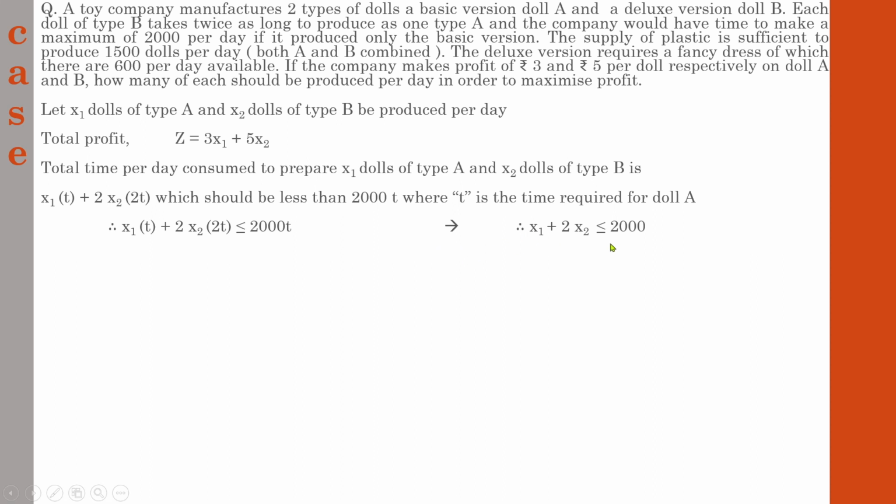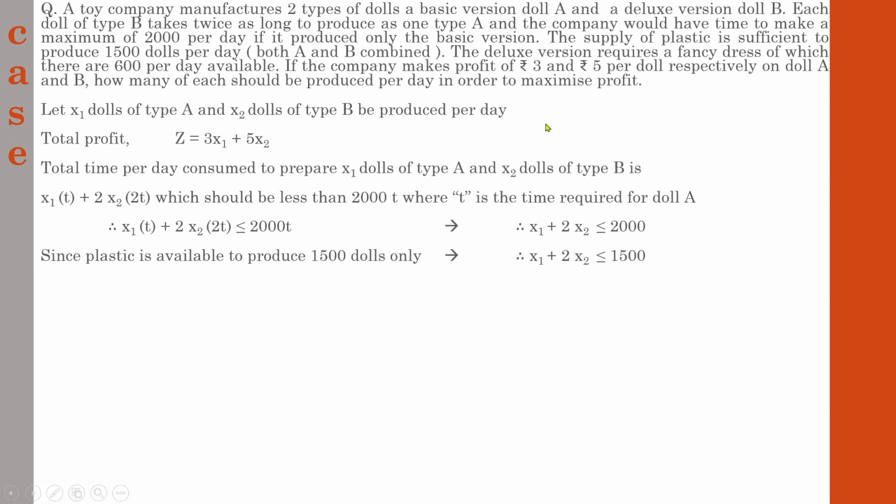So first one is over. Next one. The supply of plastic is sufficient to produce 1500 dolls per day. That is for both A and B. So x1 plus 2x2 is less than or equal to 1500. So now we have prepared two constraints.